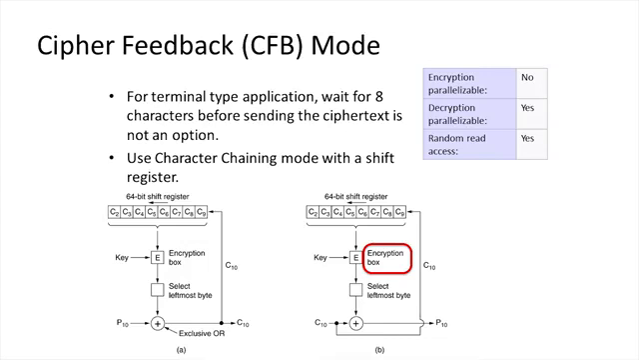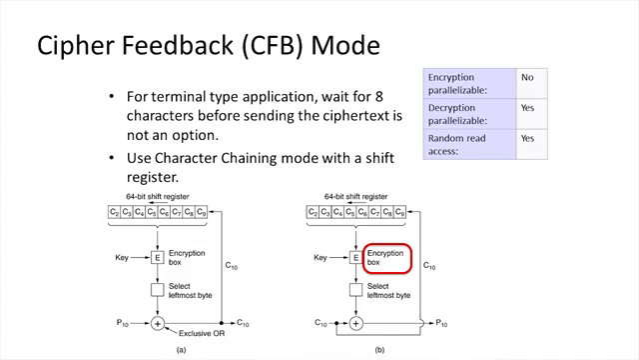For terminal-type applications, waiting for a whole block of characters before sending the ciphertext is not an option. We like to see characters sent and received right away for better response time. In cipher feedback mode, we use a shift register and set it to some initial pattern, the initial vector. For example, its value is encrypted with a key, and the leftmost byte is exclusive-ORed with the first byte of the plaintext to give the first byte of the ciphertext. Send it right away, immediately out to the receiver.